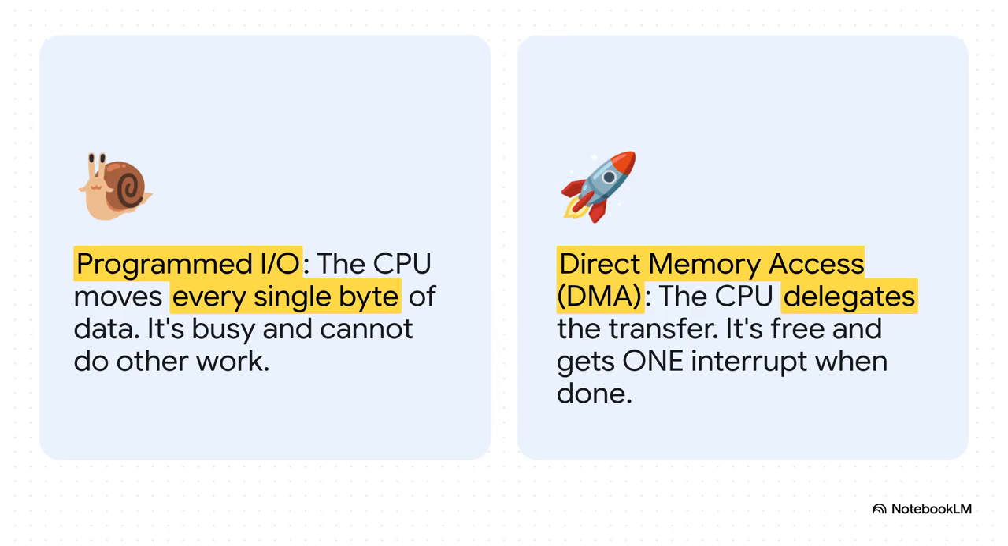And this is where we see the difference between the old way, which was called programmed I/O, and the modern solution, direct memory access, or DMA. With programmed I/O, the CPU was basically babysitting the entire transfer. With DMA, the CPU delegates the whole job to a specialized controller. It says, "You handle this. Move this giant file from point A to point B, and just send me one single interrupt when the whole thing is done." This completely frees up the CPU to go do something more important.